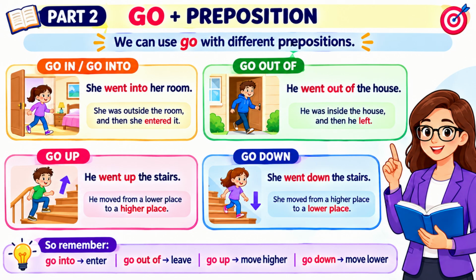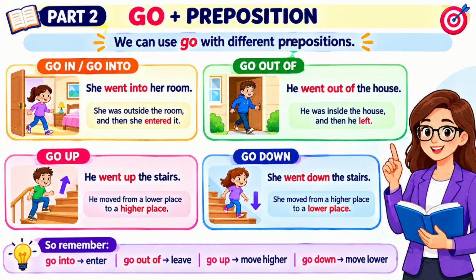Now let's discover go plus prepositions. We can use go with different prepositions. For example, go in or go into. She went into her room. She was outside the room and then she entered it. Go out of. He went out of the house. He was inside the house and then he left.